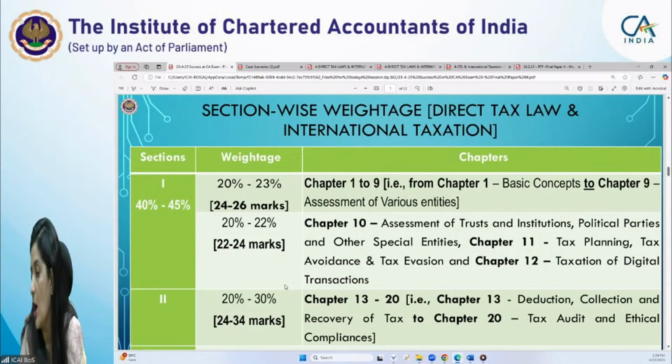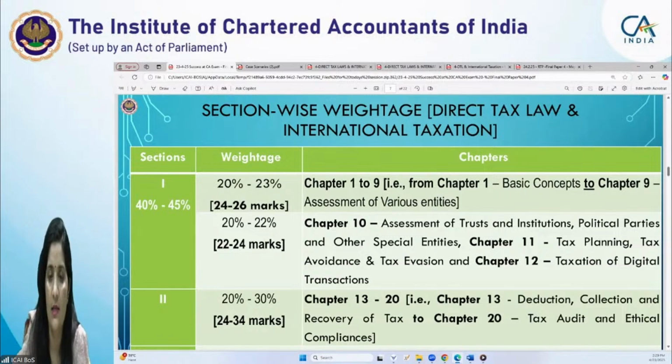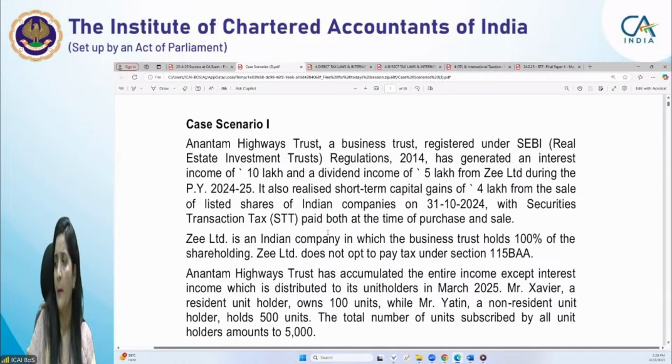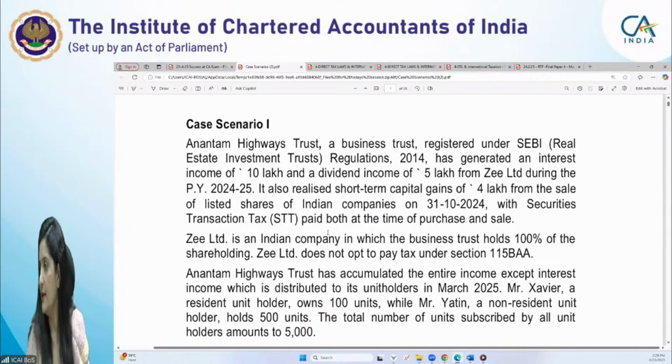Okay, now I think I can share the case scenarios with you. We can proceed with the case scenario. Give me a thumbs up. Should we proceed with the case scenario? Is my file visible?